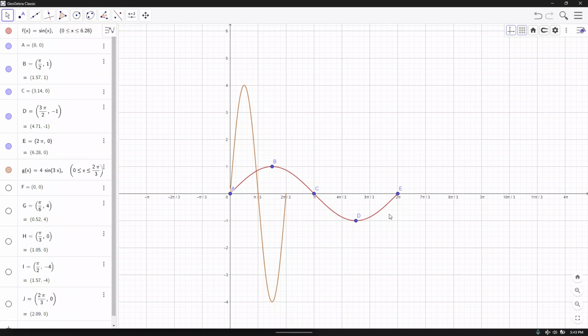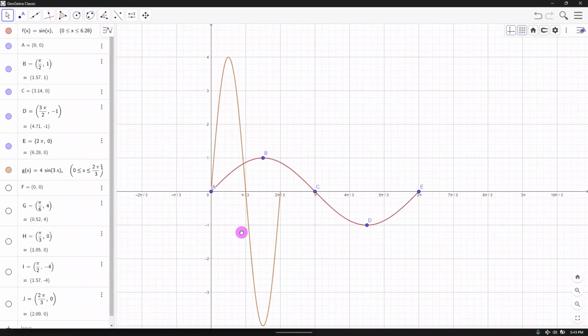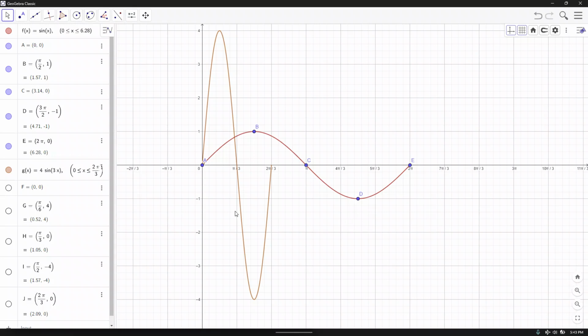All right, let me zoom in so you can see this better. Okay, so let's plot the key points: 0, 0; pi over 6, 4; pi over 3, 0; pi over 2, negative 4; 2 pi over 3, 0. So those are the 5 key points on the graph of the transformed function, right? All right, so let's go back to the notes and look at another example.